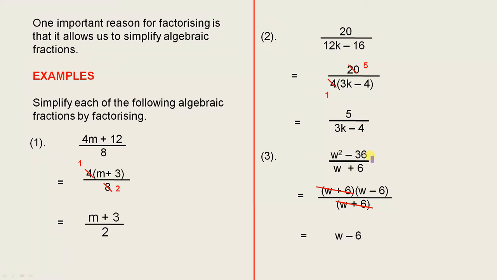w squared minus 36 over w plus 6. If you remember, this is the difference of two squares, because that's w squared minus 6 squared. That's how you factorise that. So w plus 6 and the w plus 6 cancel, and we're left with w minus 6. And that's the answer.